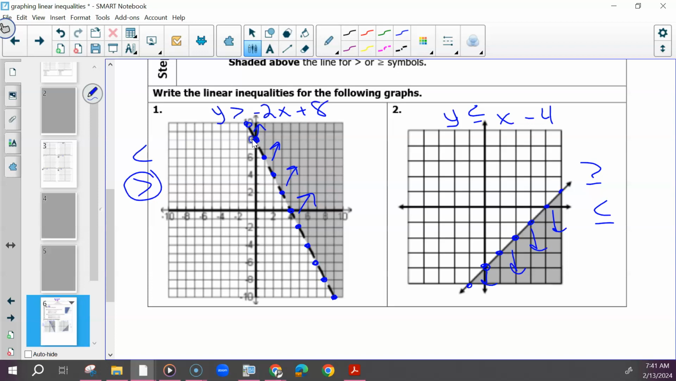Questions on that one? Yes. For the solid line, no. For the dashed line, yes. Okay, go on to the next page.